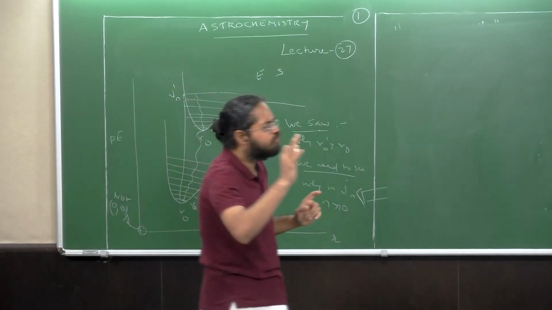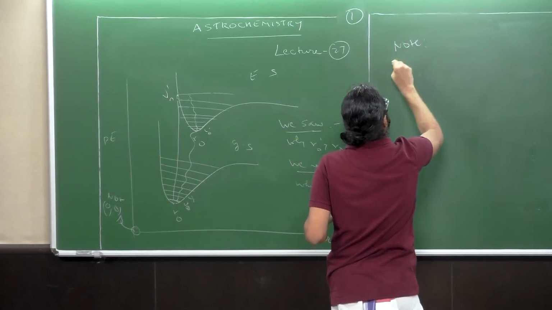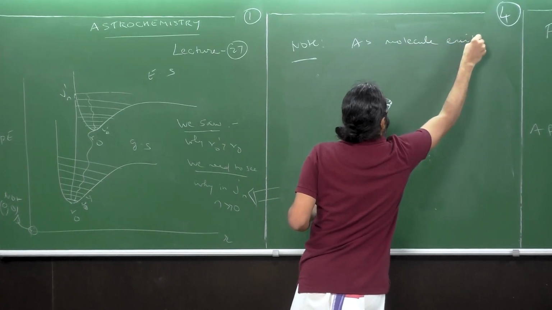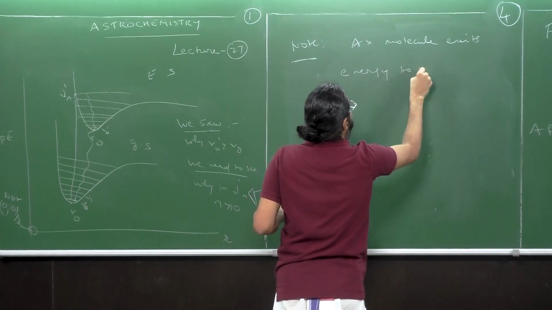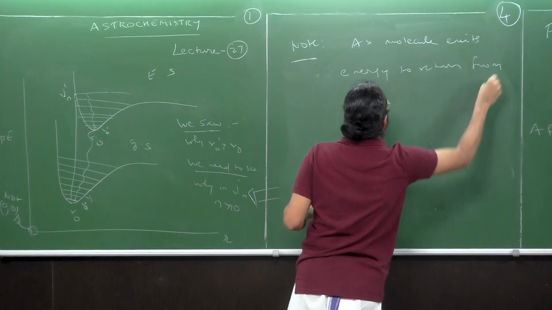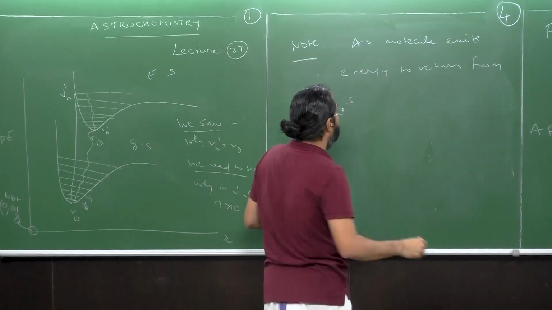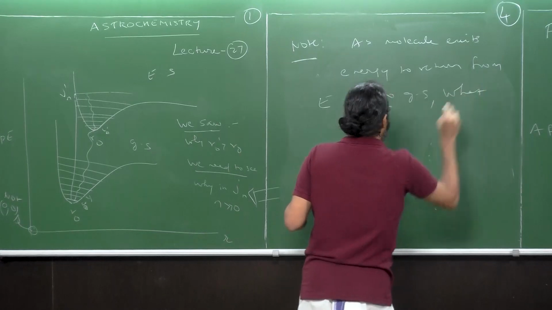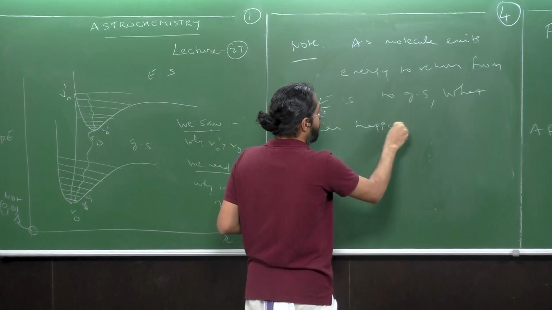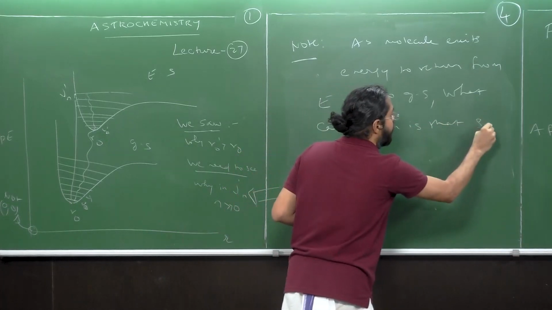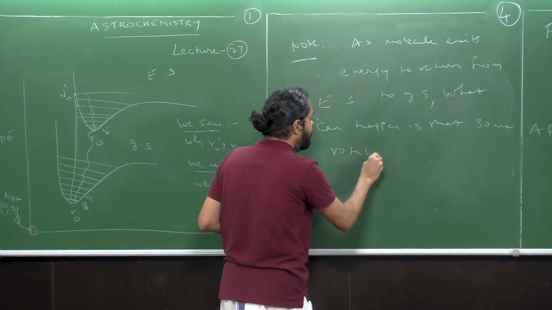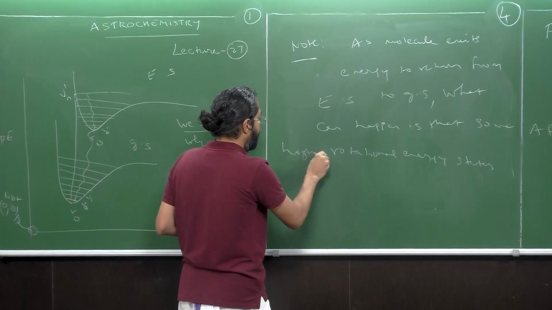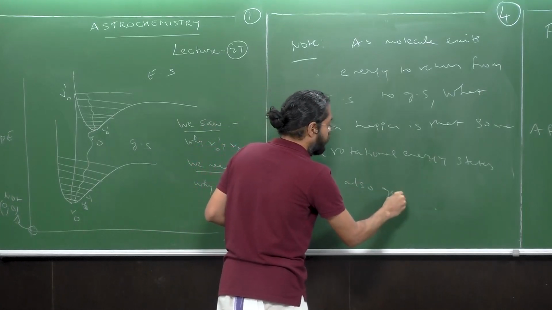And note this beautiful process. As the molecule emits energy to return from the electronic excited state to the ground state, what can happen is that some higher rotational energy states can also get occupied.